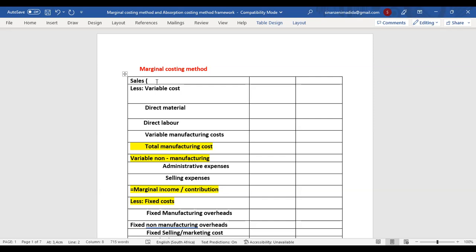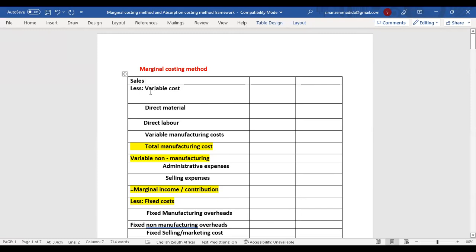How do we calculate our sales? The sales amount, the total sales amount. We are interested in the last line. We are going to say our selling price per unit times our total sales. That's what you must be in a position to look for in the question.